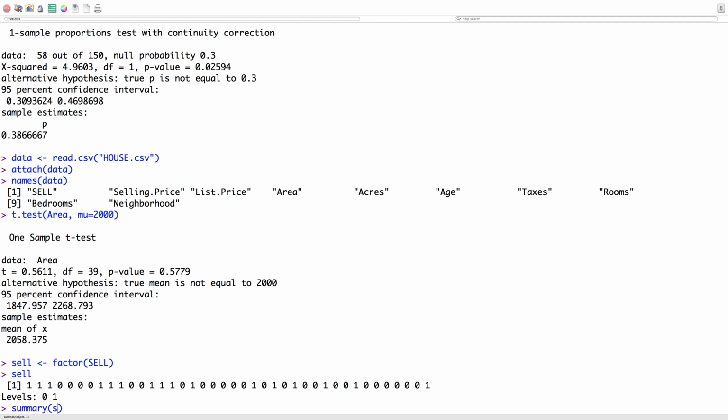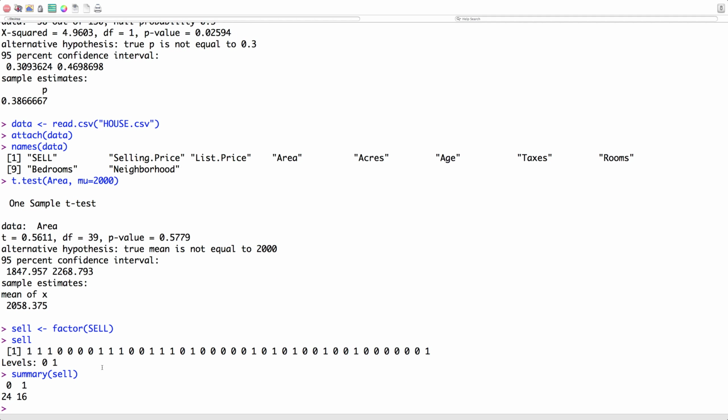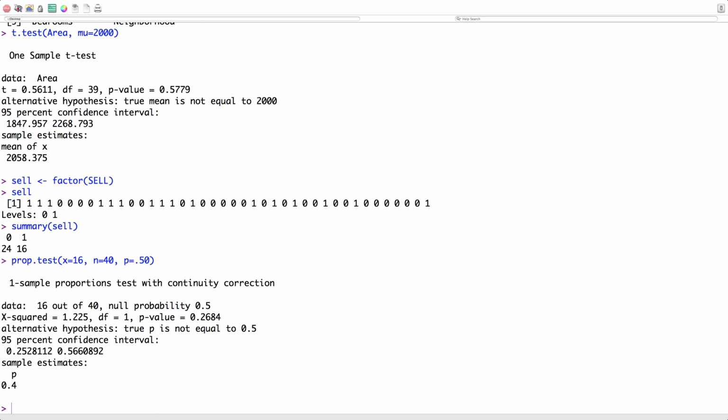Now I want to do summary of sell, and you'll see that I have 24 zeros and I have 16 ones. So I want to run a one prop test. I have x equal 16. N is out of 40. And I want to test that 50% of the houses sell. Guys, I'm okay with the default of 95% confidence interval. I'm okay testing that we're running a two-tail test, not equal to.